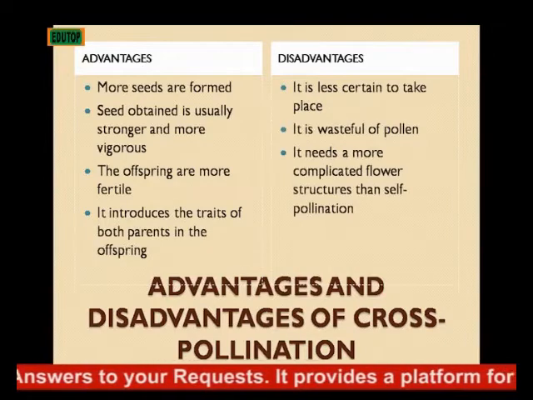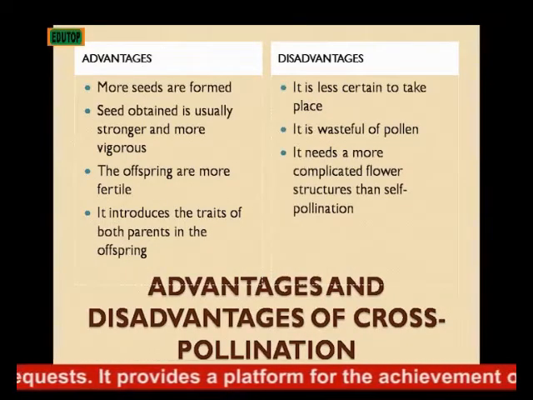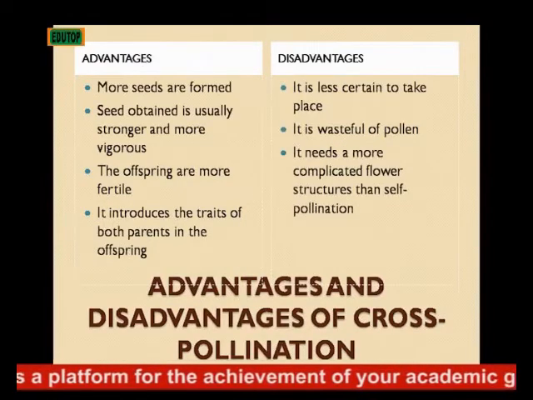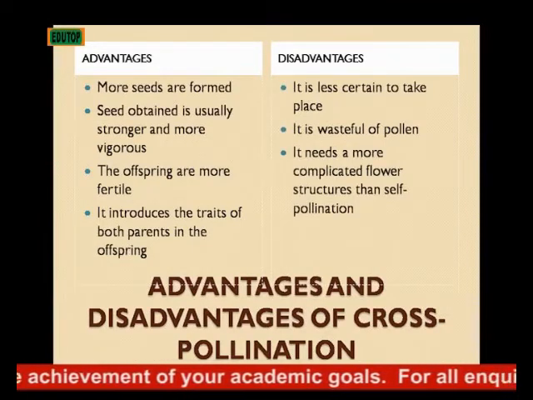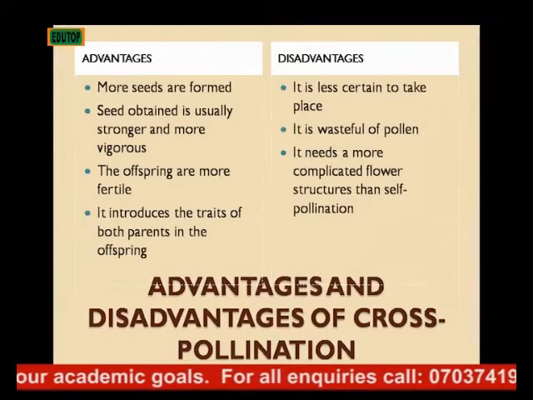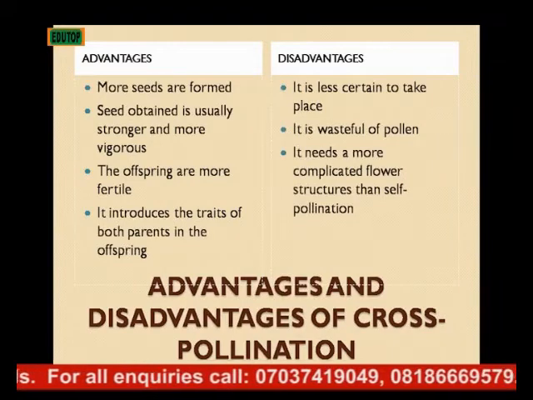Then it is wasteful of pollen, because the pollen will have to travel from one plant to the other. In the process of transportation, a lot will be lost. So it causes wastefulness of pollen. Then the third is that it needs a more complicated flower structure. There is need for a complicated flower structure for cross-pollination to happen than in self-pollination. So it needs a complicated flower structure or shape for cross-pollination to occur.